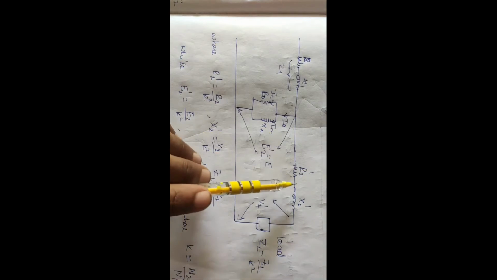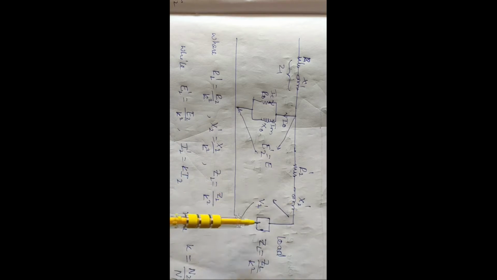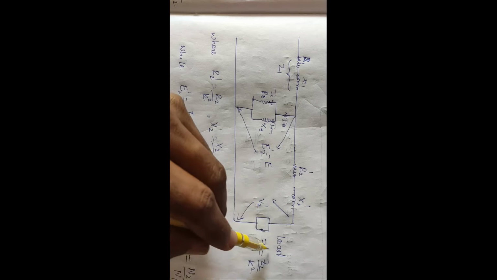That's why R2 will become R2 dash and X2 will become X2 dash, and the same for all the secondary things. Secondary parameters will shift and change to V2 dash and Z2 dash like this. Okay, so these changed parameters are given by: R2 dash equals R2 by K square, X2 dash equals X2 by K square, Z2 dash equals Z2 by K square. Okay, these are the equivalent parameters referred to primary.